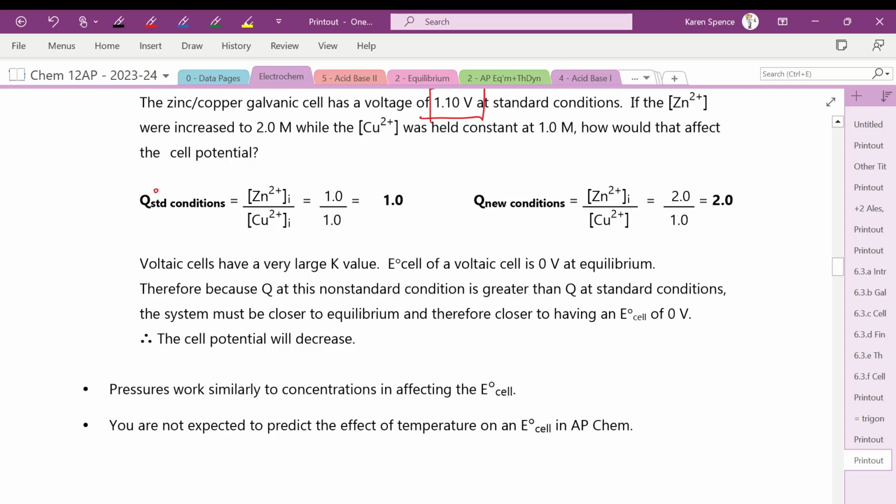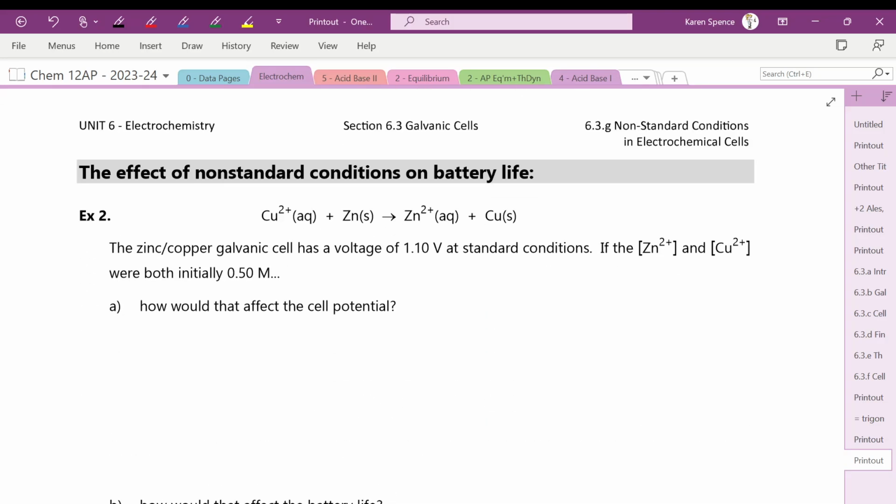Yes? Will we ever get a question where we get a very large P value? Like how do we know? Like, okay. No. Okay.